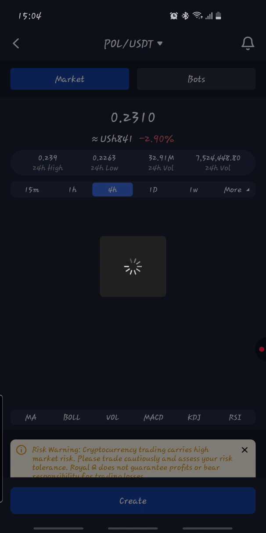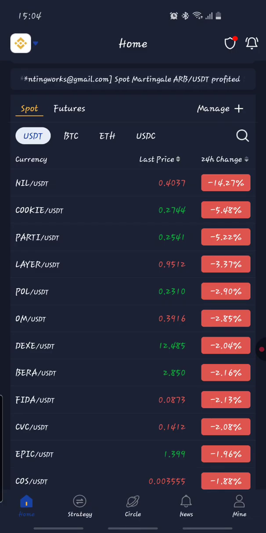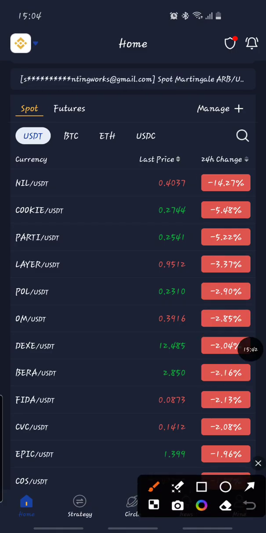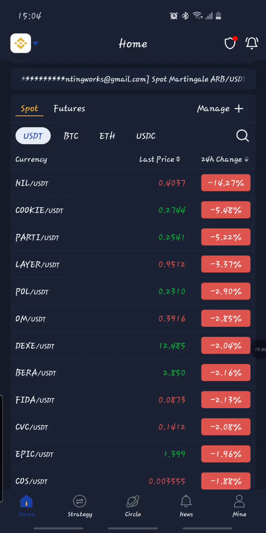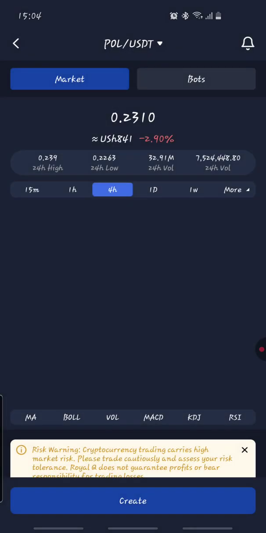My network is kind of slow. Let me click on it again. This coin called POL, this one. Okay, maybe we shall have it next time. My graphs have failed because of my network issue.